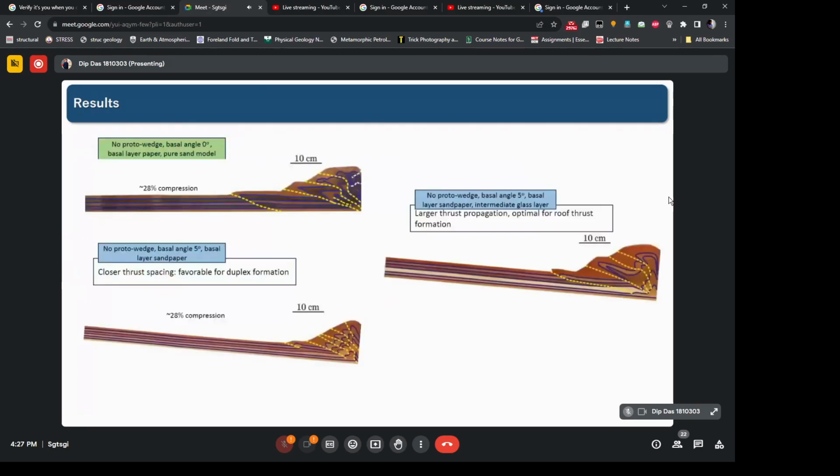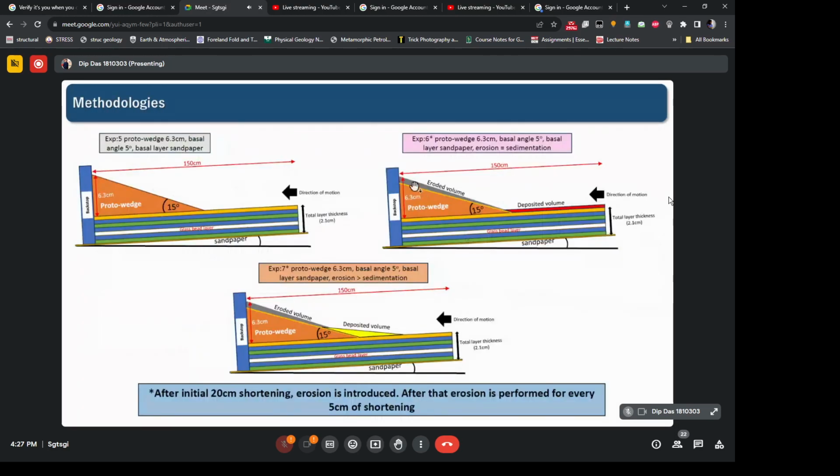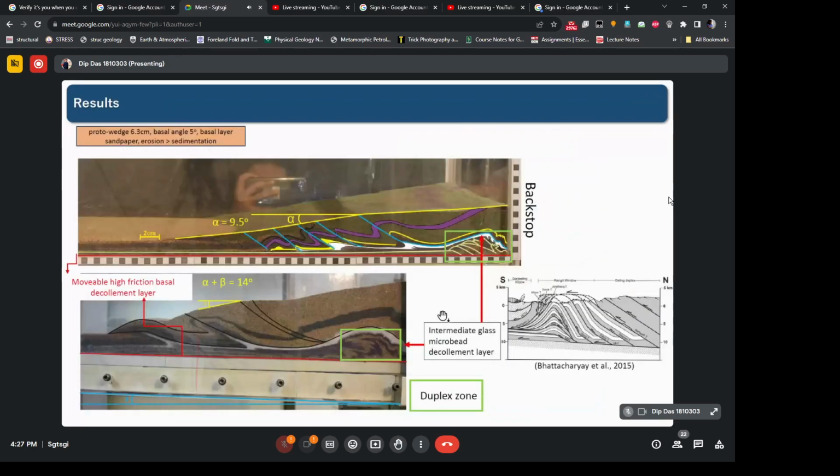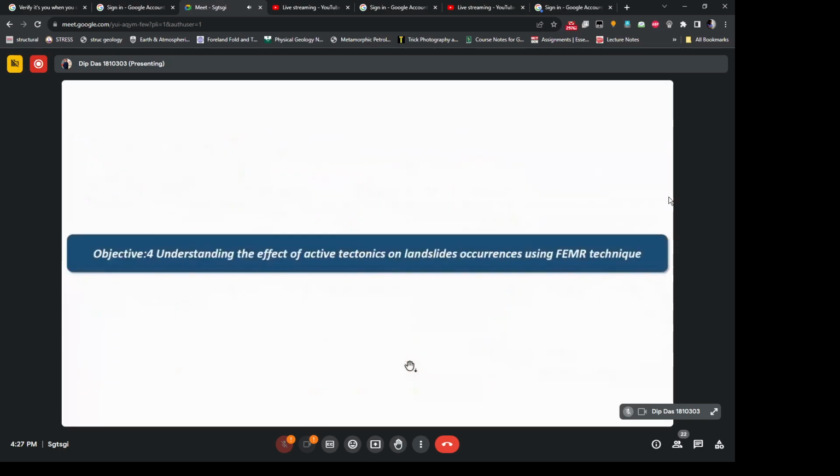As I mentioned, in this experiment I eroded, and the erosion and sedimentation rate is the same. I mean, the same eroded volume is deposited here. But if the rate of erosion is higher compared to sedimentation, in that case, this structure gives favorable conditions for formation of the duplex structures.